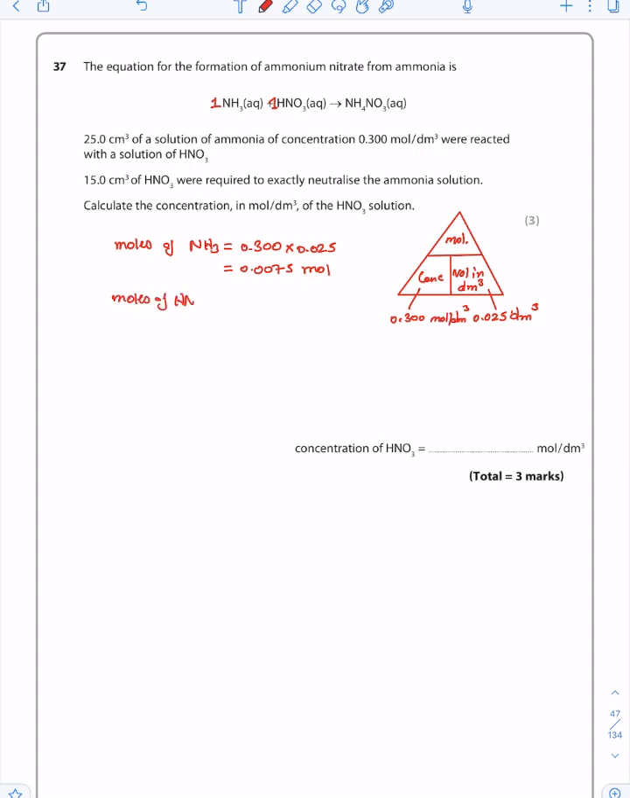Step 2 أعمل ratio between الأمونيا and النيتريك acid، الريشيو 1 to 1 يبقى ده معناه إن المولز of nitric acid is equal to 0.0075 moles. وبكده يبقى أنا فاضل لي إن أنا أجيب concentration of nitric acid، أعمل dividing المولز 0.0075 over the volume of nitric acid اللي هو 15 over 1000 يعني 0.015، ده يطلع the concentration of nitric acid 0.5 mole per cubic decimeter. يبقى هنا نكتب concentration of nitric acid 0.5.